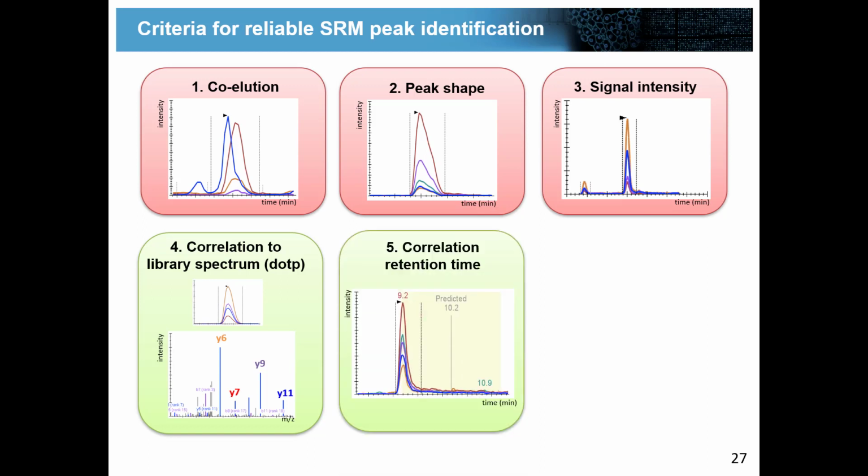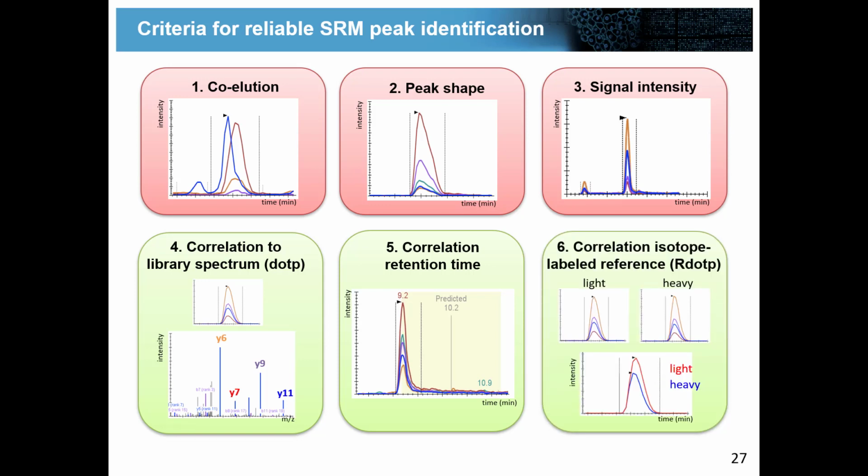Okay, the 5th criterion you can look at is correlation with retention time. If you have retention time information, iRT values predict a certain peptide to elute in your run, and you can check, is this close to where it was predicted, or am I far away from that? That will also sometimes help guide identifications.